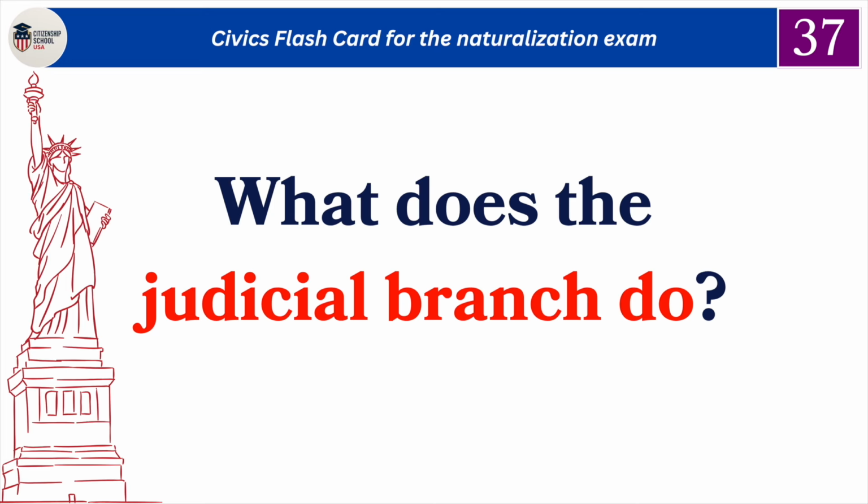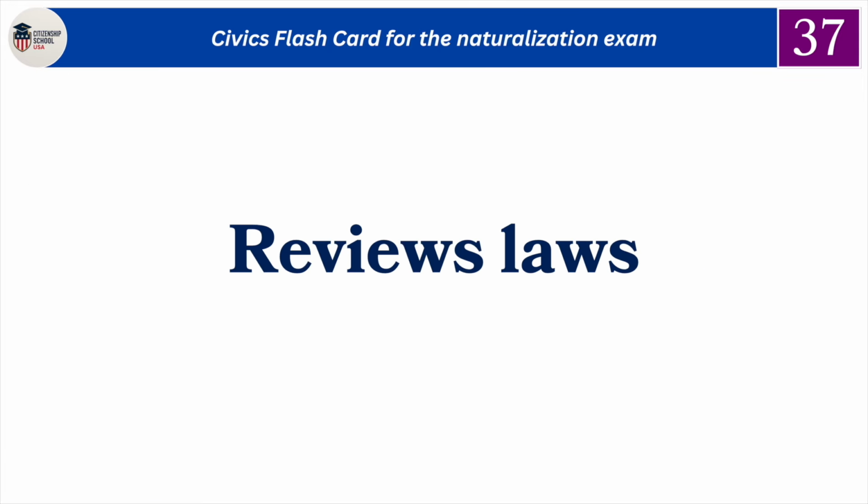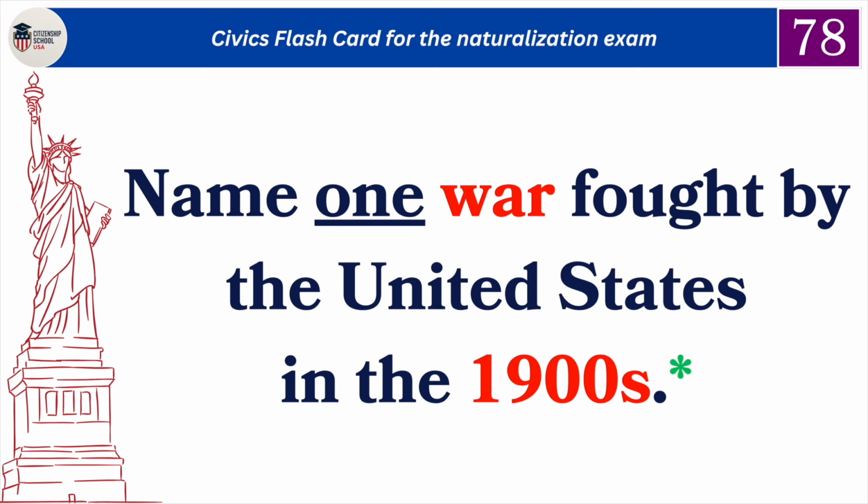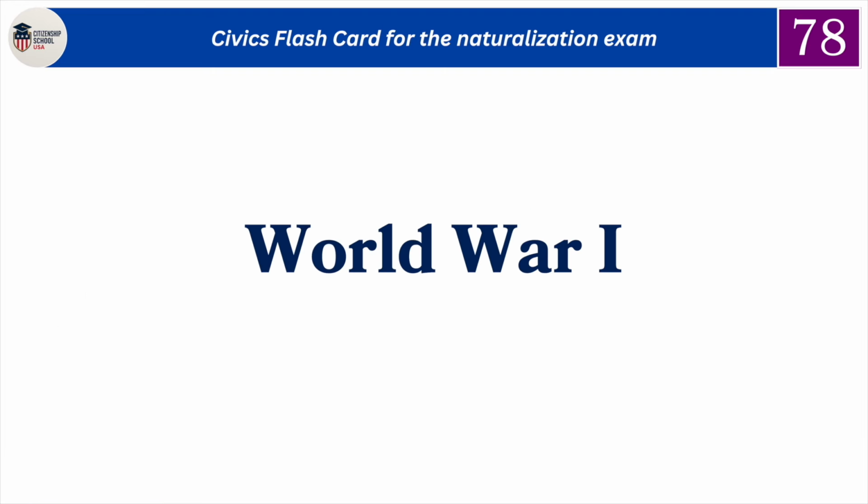What does the judicial branch do? Reviews laws. Name one war fought by the United States in the 1900s. World War I.